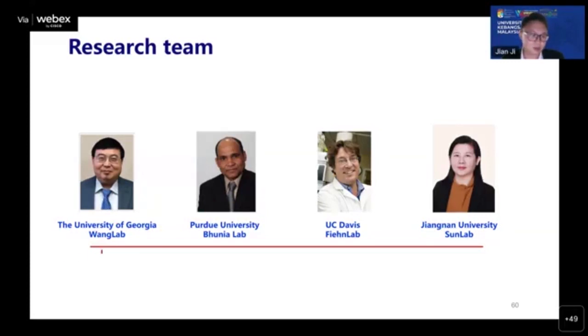Okay, finally, let me introduce the research team of our lab. We cooperate with four different labs together: the UC Davis Georgia lab, the Purdue University Brian lab, the UC Davis Finn lab, and also the Jiangnan University Shun lab. The four labs were combined to do the research.